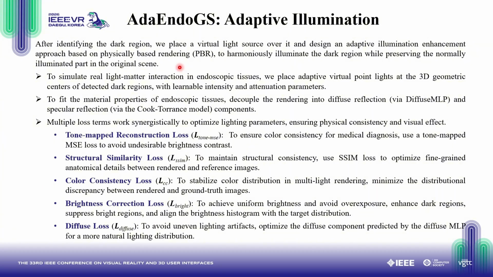After that, we implement PBR-based adaptive illumination to brighten dark areas while preserving the original scene. First, we place a virtual light source at the dark region's 3D center with learnable intensity and attenuation for realistic light-tissue interaction. Second, we decouple rendering into a diffuse MLP for novel view generalization and a Cook-Torrance model for physical accuracy, matching human tissue material properties. Third, synergistic loss terms optimize lighting parameters with key focuses on color consistency for diagnosis, structural preservation of anatomy, and avoiding overexposure and artifacts.